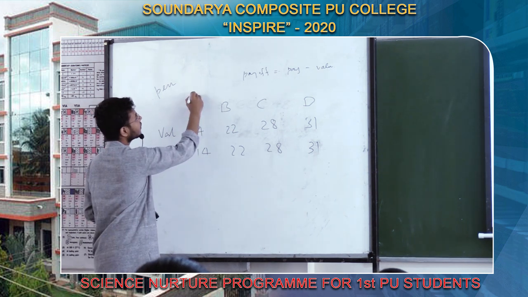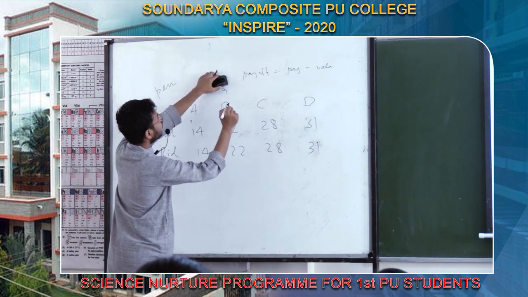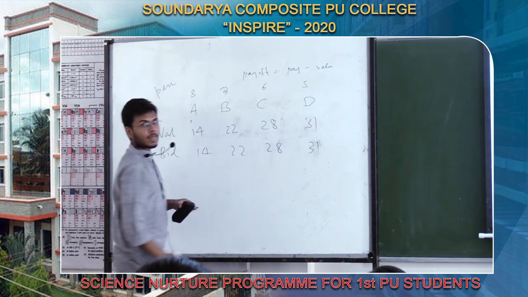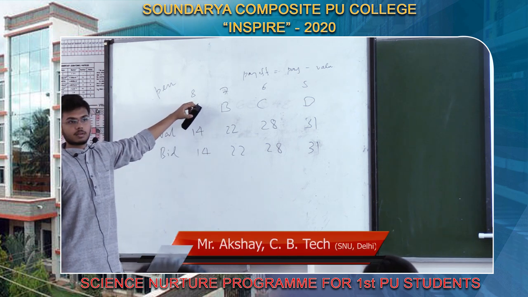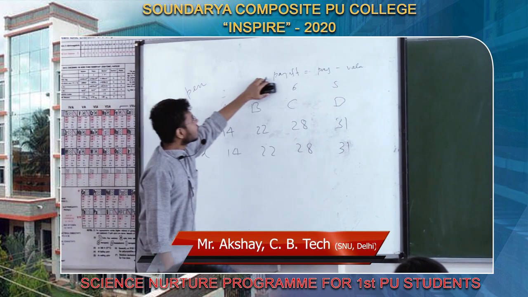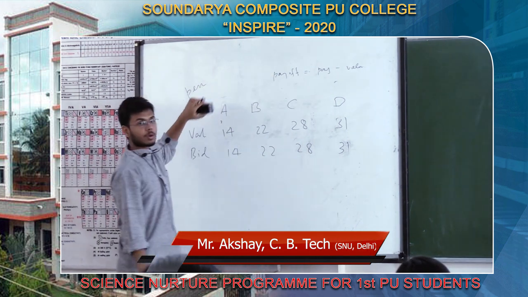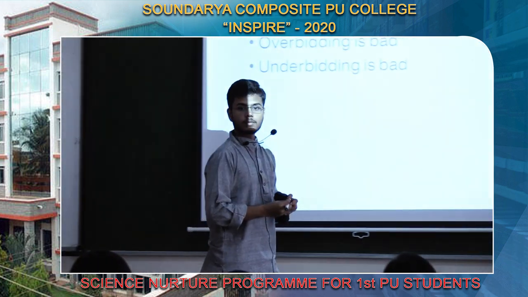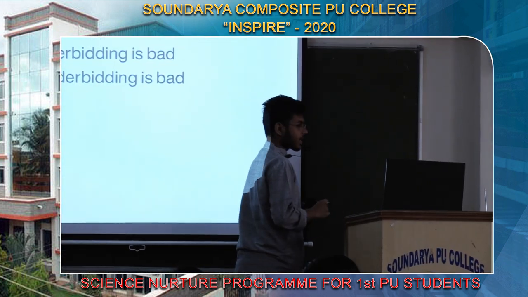It could have been 8, 9, 8, 7, 6, 5. Then would underbidding change the game for it? Yes. So you don't know what the game is going to be. You don't know the valuation. What's the best thing that you can do? Bid your true valuations. Exactly.